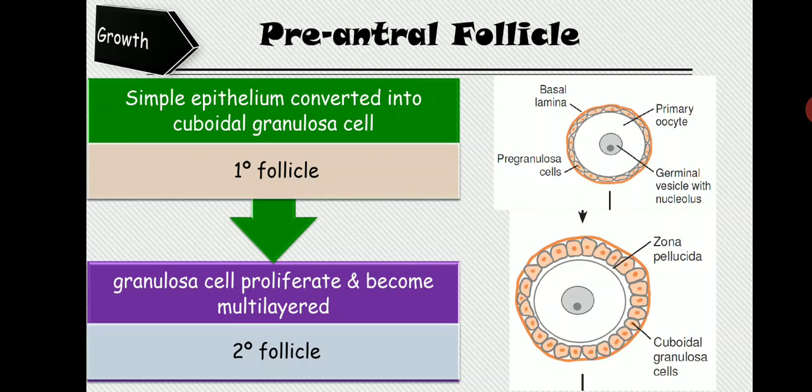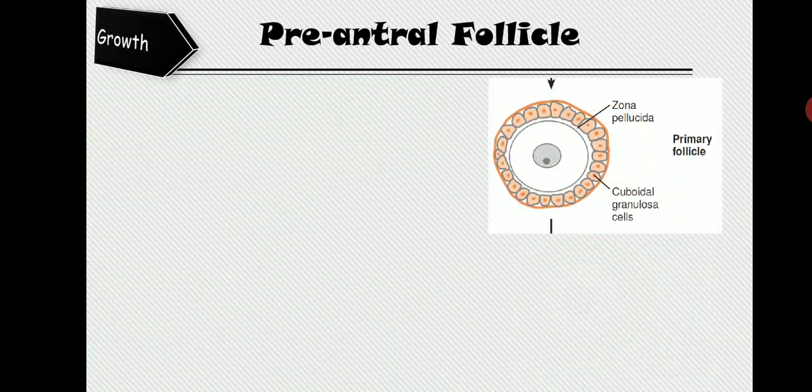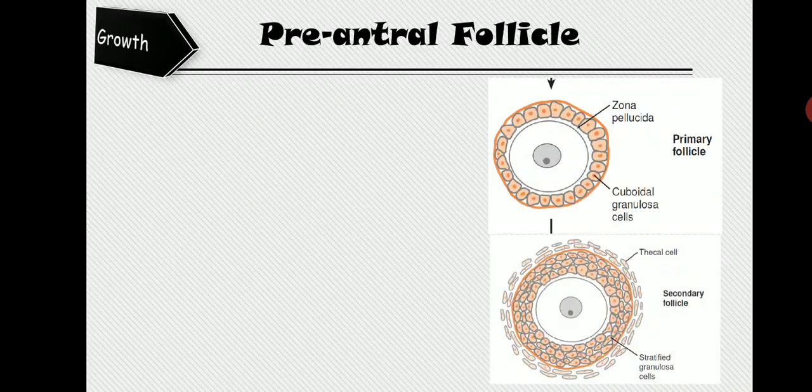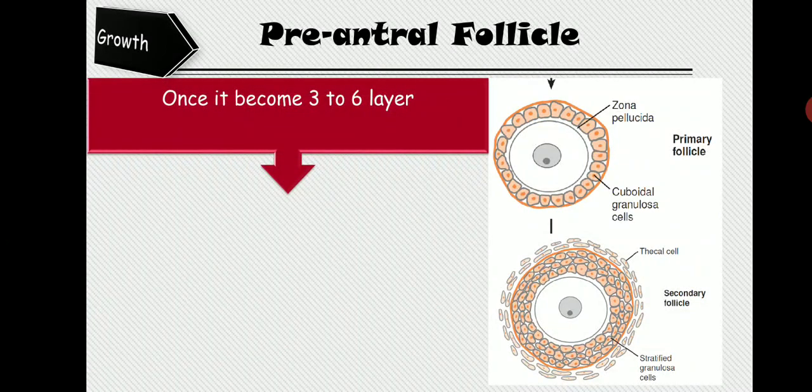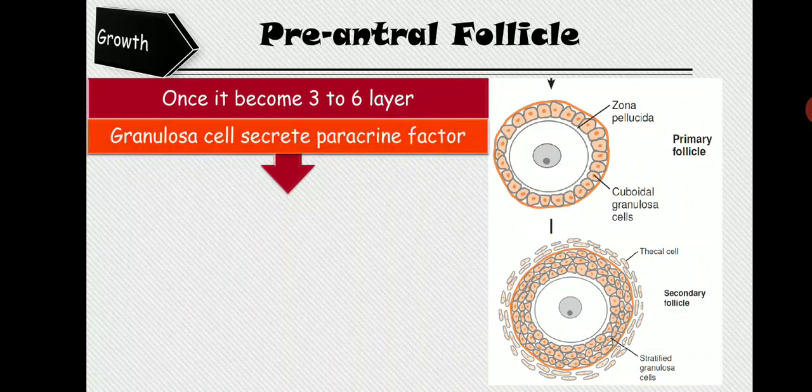So this primary follicle, surrounded by the cuboidal granulosa cells, becomes multi-layered, and that is known as secondary follicle. Once it becomes 3 to 6 layers, the granulosa cells themselves secrete a paracrine factor. Right? What is a paracrine factor? The factor which acts nearby.